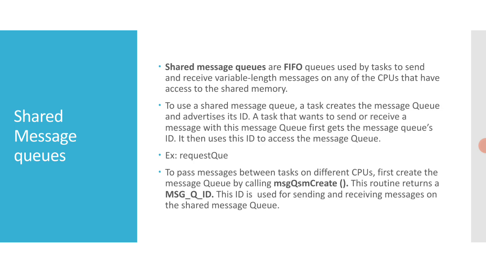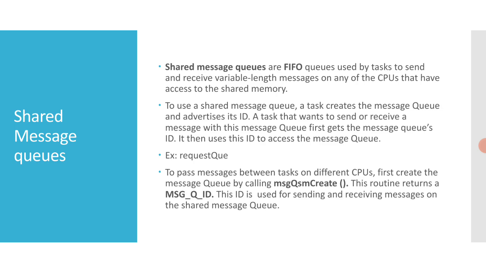To use a shared message queue, a task creates the message queue and advertises its ID. A task that wants to send or receive a message with this message queue first gets the message queue's ID. It then uses this ID to access the message queue.